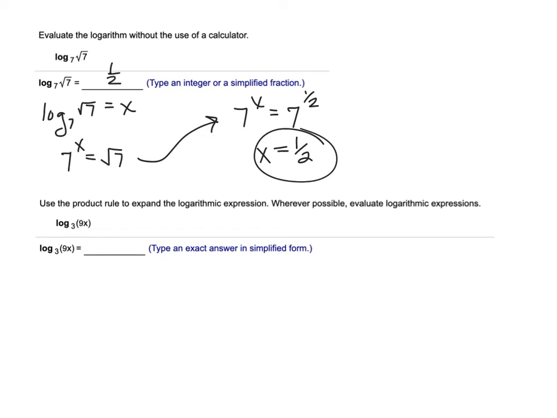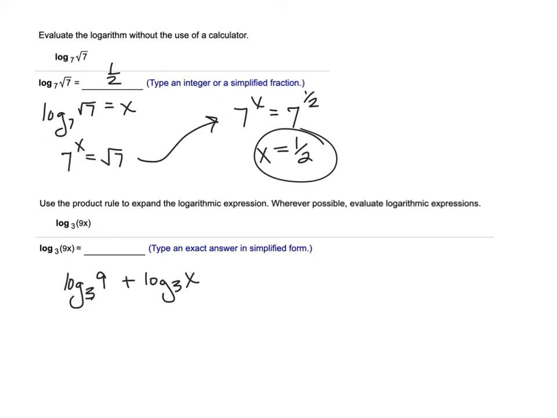All right. The next one, this one is use the product rule to expand the logarithm expression. Okay. From here we're expanding out. Let's see. We know the rule that says when we have a log and 2 things are being multiplied, like 9 times x, we can split them up and you add between the individual logs like this.